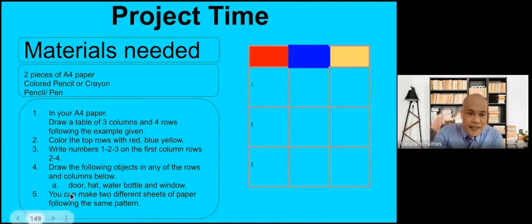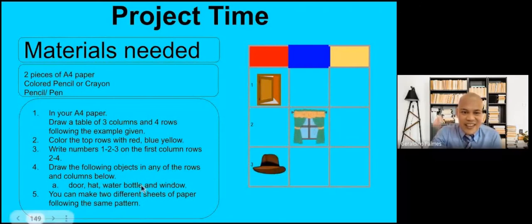Now, another instruction, draw the following objects in any of the rows and columns below. Example, door. Okay, door is right here. Next, hat. Hat is right here. Window is right here, and water bottle is right here. So you can draw any of these objects in different sections. Example, the door is in red one, the window is in blue two, the hat is in red three, the water bottle is in yellow three. So you can put them anywhere you want. Just 4 different objects. Okay? So this will be your project.